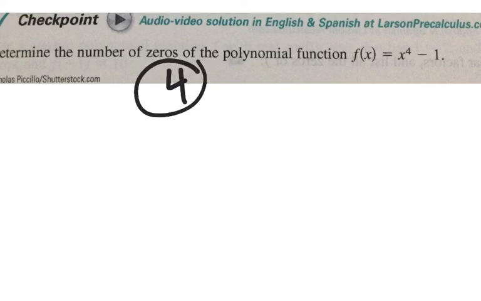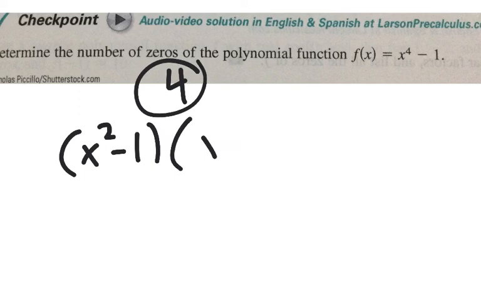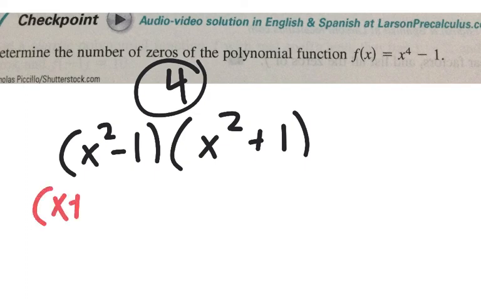It's 4. How do you know it's 4? Because it's degree 4. Now we could factor this if we wanted to. That's the difference of perfect squares. Yeah? X to the fourth is a perfect square. 1 is a perfect square. And now this is a difference of perfect squares. So that's x plus 1 times x minus 1.